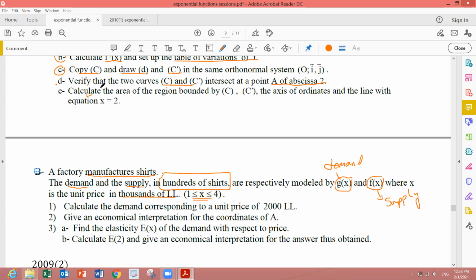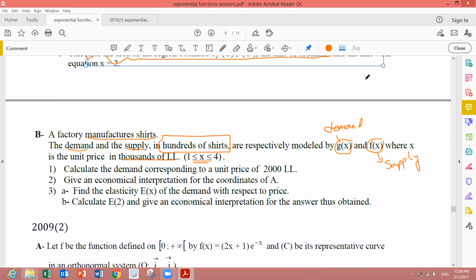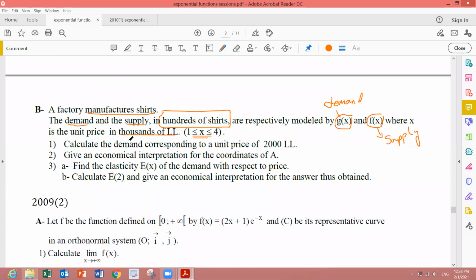We said this part is not required. We didn't solve it, it is not required. Calculate the demand corresponding to a price of 2000. This is easy. How do we do this? Calculate the demand if the price equal 2000.